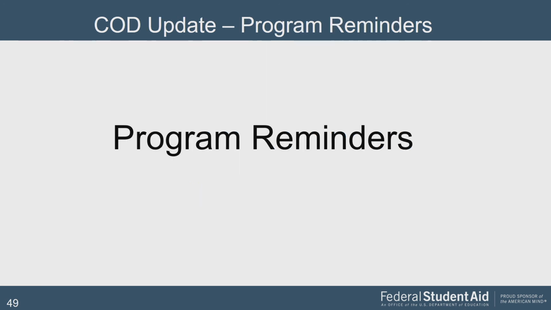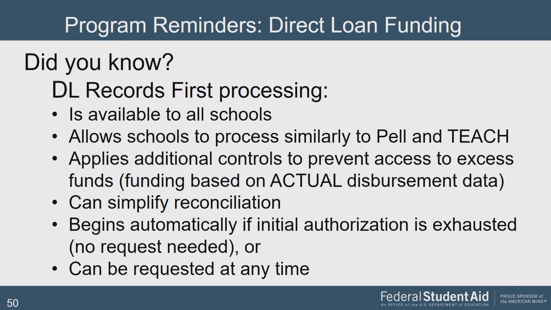Okay, we're going to have some program reminders just because, well, just because. We're going to talk a little bit about direct loan records first processing. And if you're unfamiliar with records first processing and what it is, it's exactly what you do for Pell, and if you process Teach, it just means that you need to send us some disbursement information, and we will increase your current funding level so that you can draw down funds.